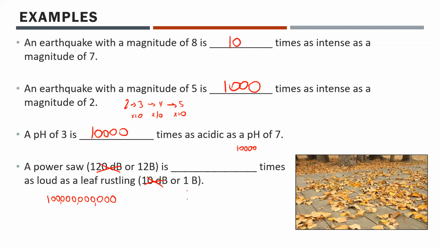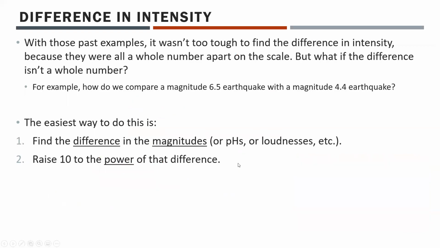Another way you could have thought of that is 12 minus 1. The difference between that is 11. Notice how many zeros there are in this number. If you count the zeros up, they'd be 11 zeros. We'll use that actually. So once again, 100 billion times as loud as a leaf rustling. Again, sounds mind-blowing, but it checks out, believe me. Anyway, so difference in intensity.